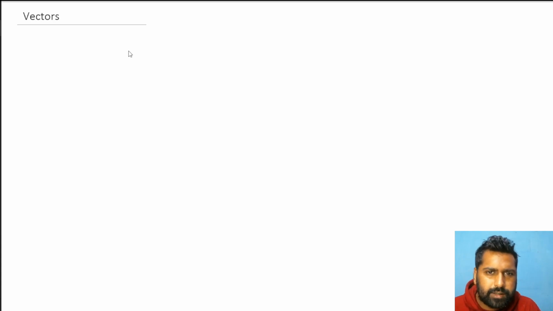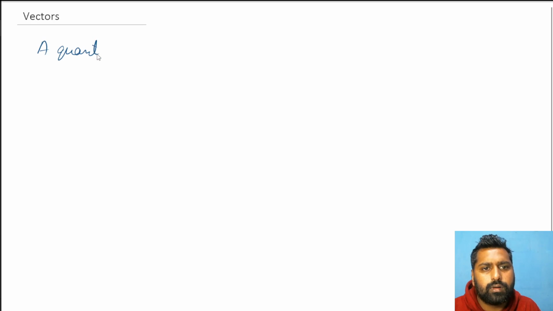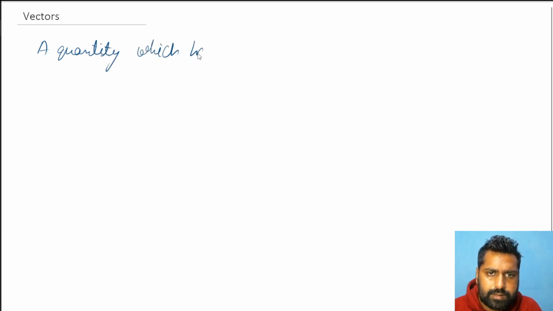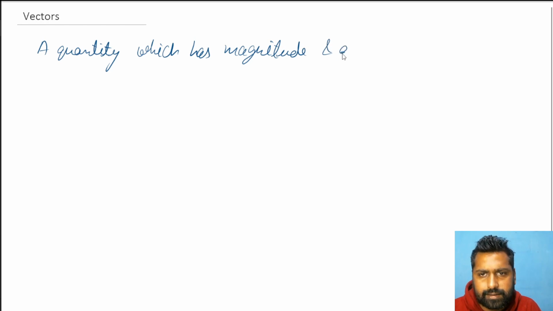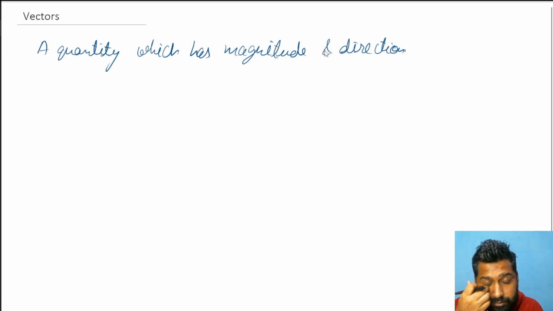First of all, we have to understand what is a vector. So what is a vector? A vector is basically a quantity which has magnitude and direction. I'll explain what is the meaning of the word magnitude. Suppose you measure something, whatever that measurement is, that effectively is its magnitude.